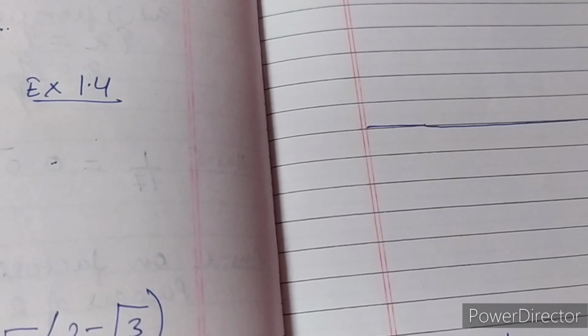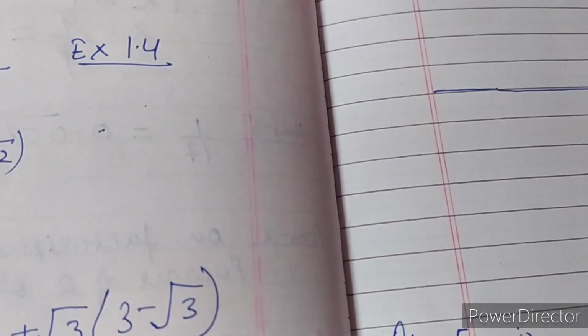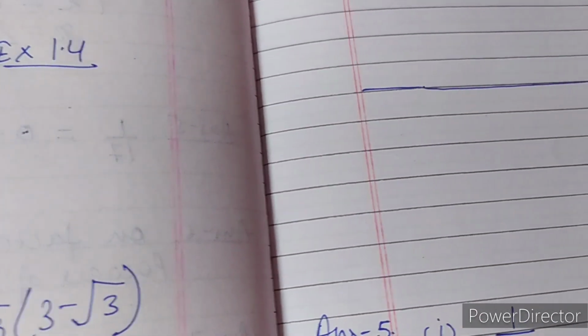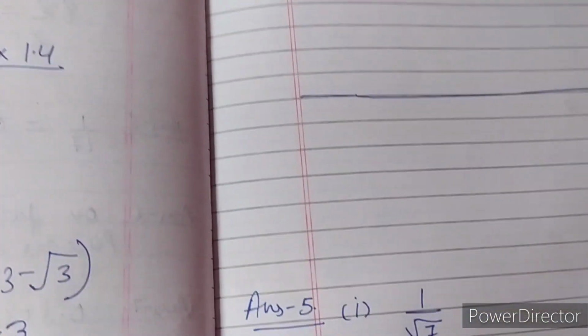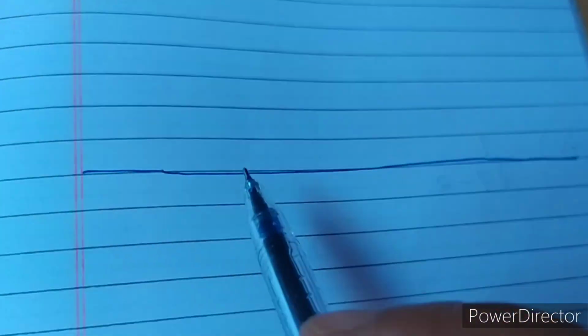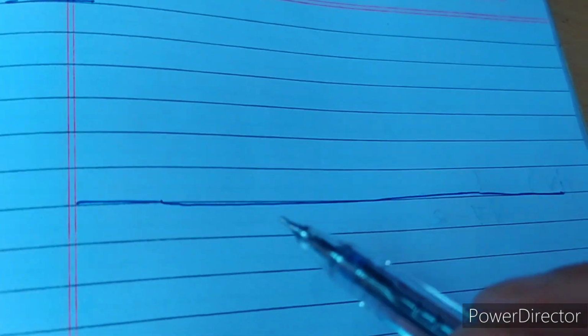Now let's see how we'll represent. I will tell you just a method, and you can draw it in your notebooks by taking the accurate measurements, because 9.3 is a very big value that I cannot take it here by using the scale.